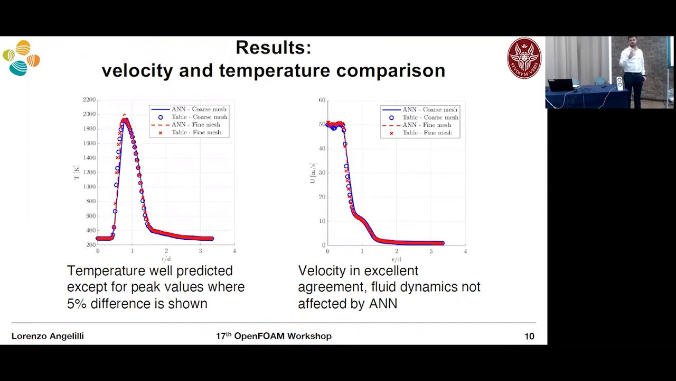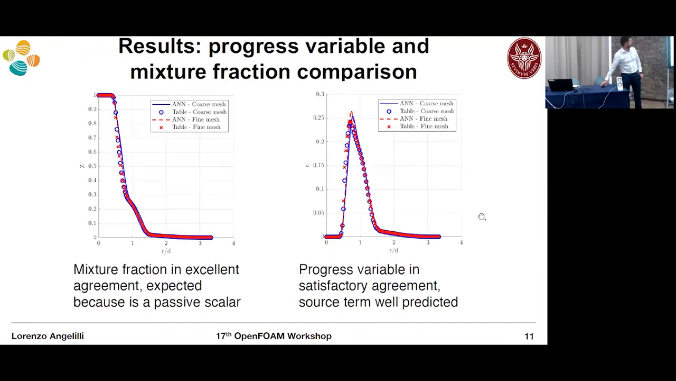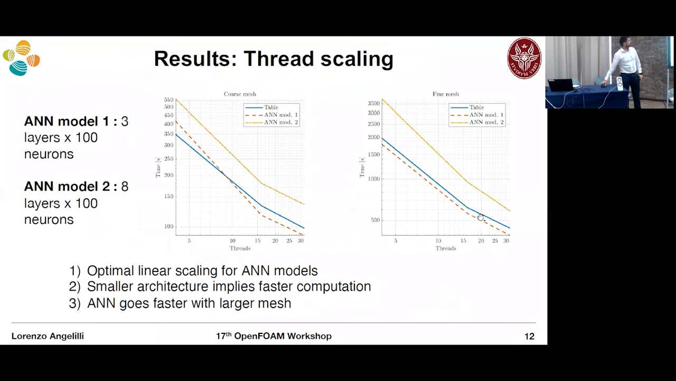But at the end, in terms of the general solution, we can say that it's fine. And basically, we can arrive at the same conclusion also for the progress variable source term. So now, if we want to move forward, we can see how it scales.